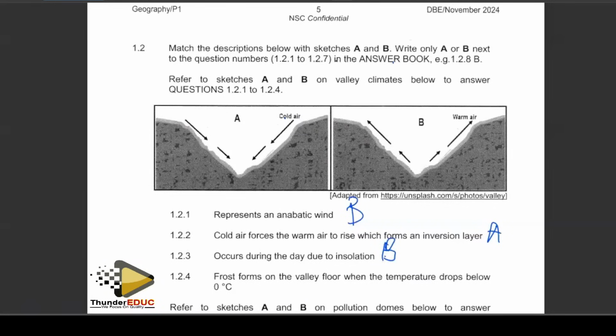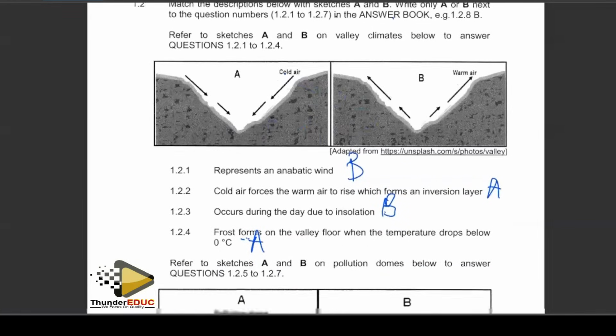Frost forms on the valley floor when temperature drops to below 0. We've talked about the frost pockets. They happen in situation A. So basically, those are our correct responses. We move on to the next question.